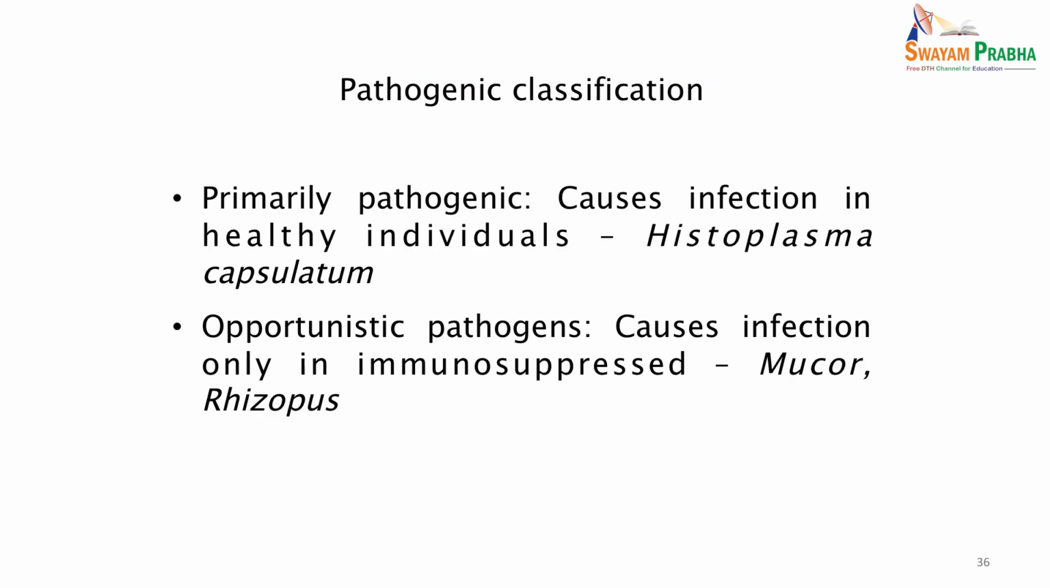As far as the pathogenic classification is concerned, you have to understand some fungi are primarily pathogenic, that is, they cause infection in healthy individuals, while there are others which will cause infection only when the patient is immunocompromised. That is, this fungus will be present in the environment, Mucor, Rhizopus are present in the environment, but most of us are not getting the disease. Why? Because we have enough immunocompetence to be able to fight it. But when we are immunocompromised due to any reason, then we can get predisposed to these infections.